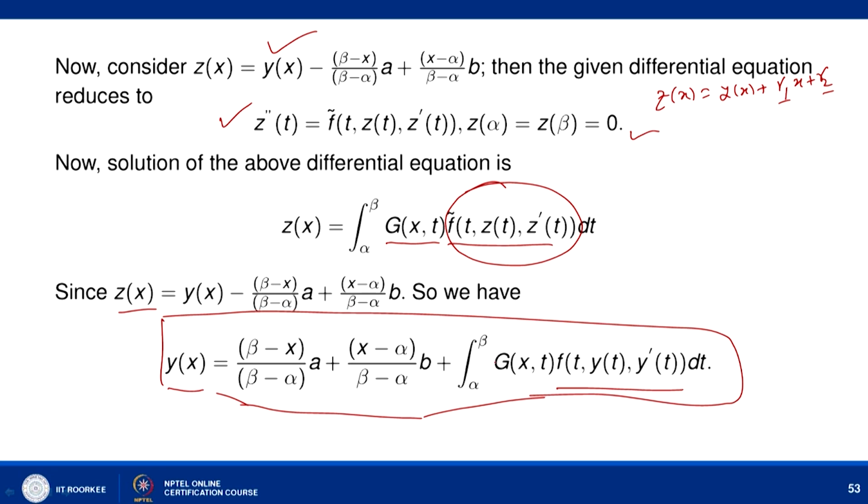If this function f is independent of y(t) and y'(t), then we will have a closed solution. It means that we can find the explicit formula of y(x). But if this function f is not independent of y(t) or y'(t), then this is basically an integral equation. So it all depends on the form of f here. So let us take a particular form of this f and see one more example here.